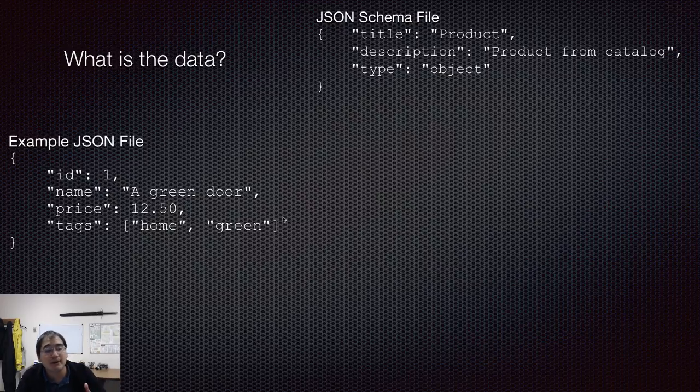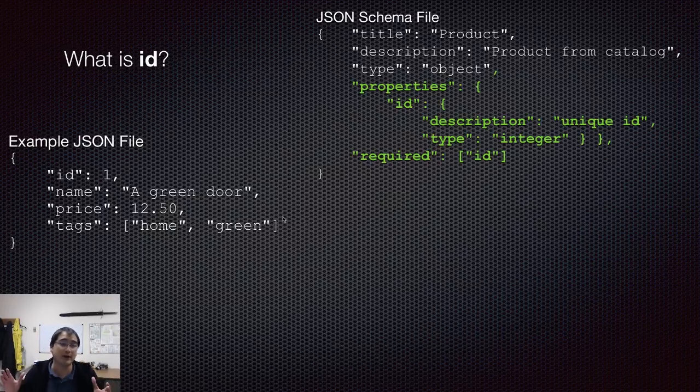Now let's say we want to add some constraints onto the particular ID key. What is ID? We could say that in this object, the properties it contains should include an ID. And what is an ID? It's a unique ID for this thing. And what is its type? It must be an integer. It must map to an integer. If it doesn't map to an integer, it's broken. Then I can also specify in the required tag all of the fields that are necessary for this JSON file. And right now, the only thing that's necessary is an ID.